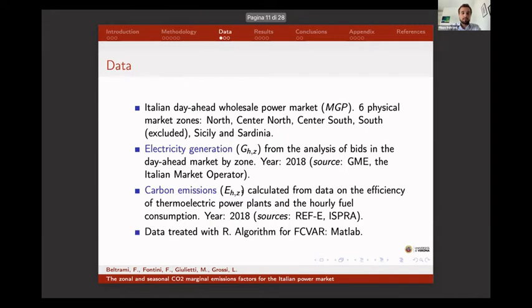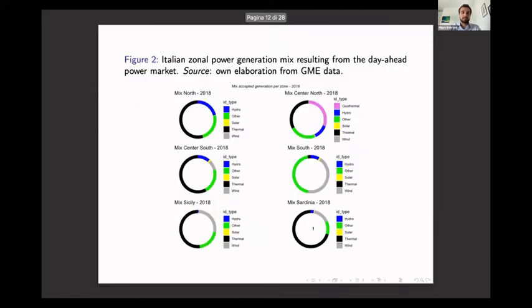So, okay, the calculation was performed with the statistical software R, and for the FCVAR, we use an algorithm in MATLAB. So just to give you an idea about the heterogeneity of the power generation mix in Italy, this was for data about 2018. Hydro plays an important part in the north, whereas in center north, in Tuscany, we have nearly 33% of production from geothermal.